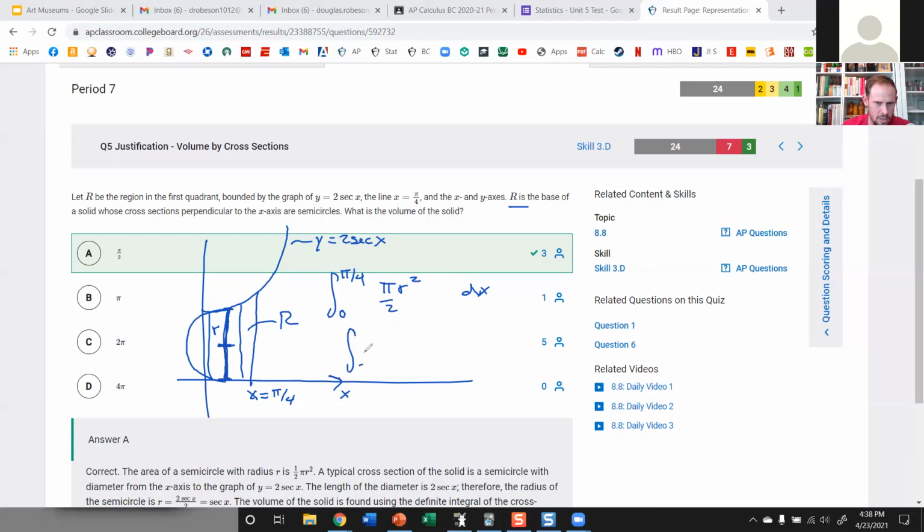So it'd be the integral from 0 to pi over 4. We could bring the pi over 2 out front. So this guy can come right outside. Our r is equal to 2 secant of x divided by 2. So the 2's are going to cancel. So our r is just secant squared of x dx.